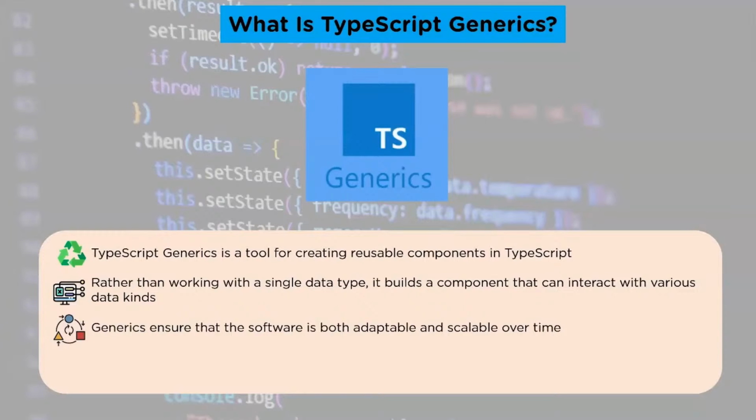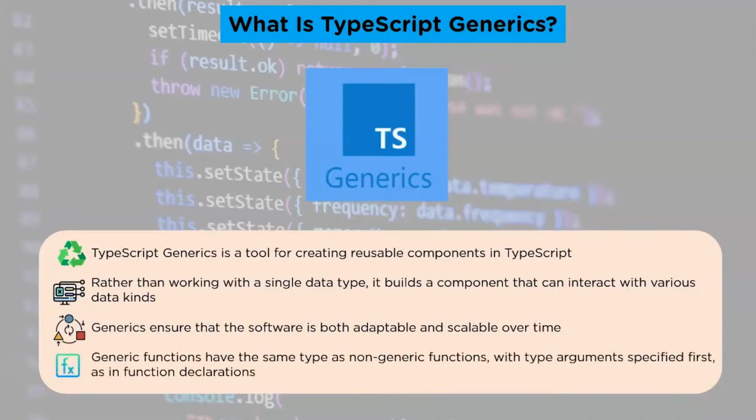Type safety is provided via generics without sacrificing performance or efficiency. The type variable in TypeScript is used to denote types and uses generics. Generic functions have the same type as non-generic functions with type arguments specified first, as in function declarations.